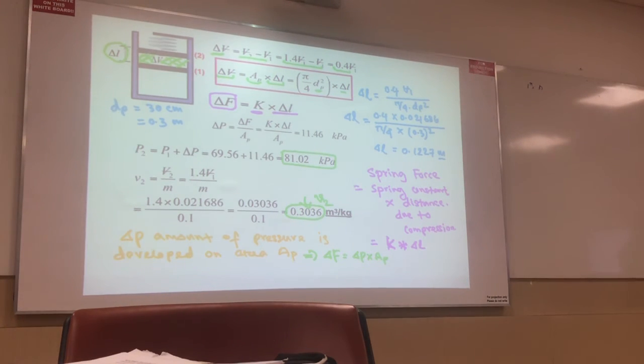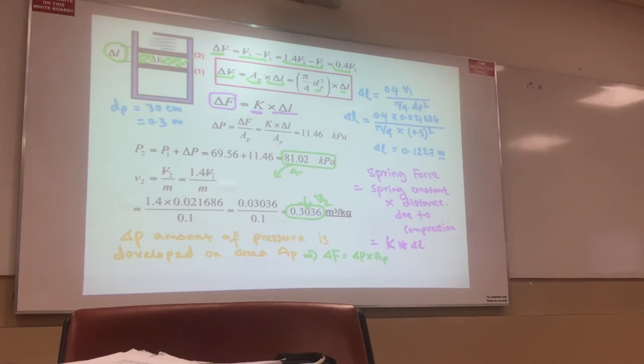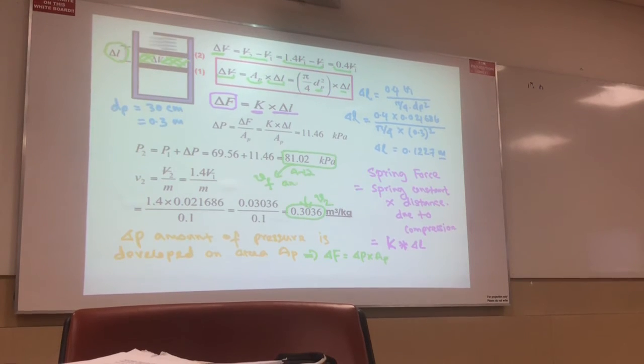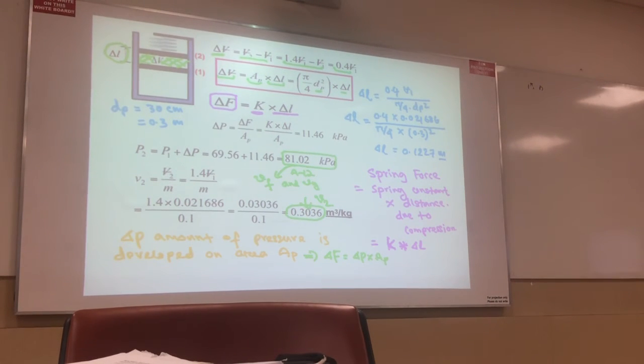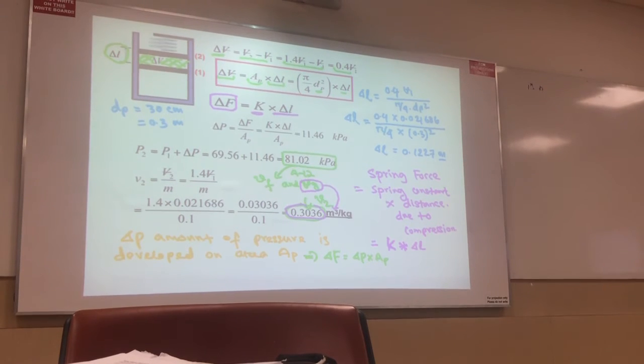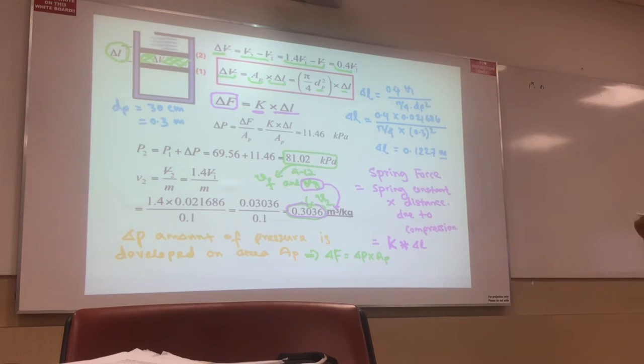So at 81.02 kilopascal, you have to go to table A12, and you can find Vf and Vg. Then you have to compare this Vg with this value. Compare, right? Then you can find this is superheated vapor. Okay, don't forget. So I am going to the next slide.